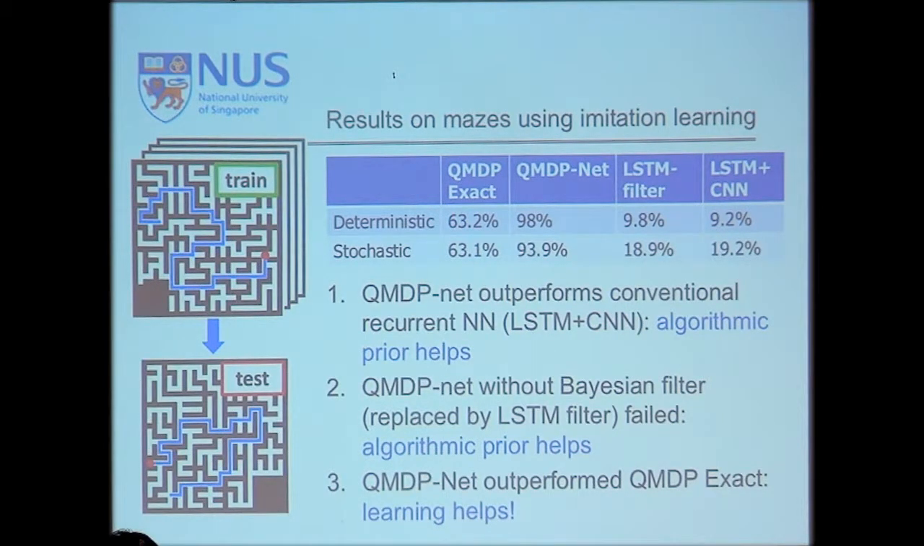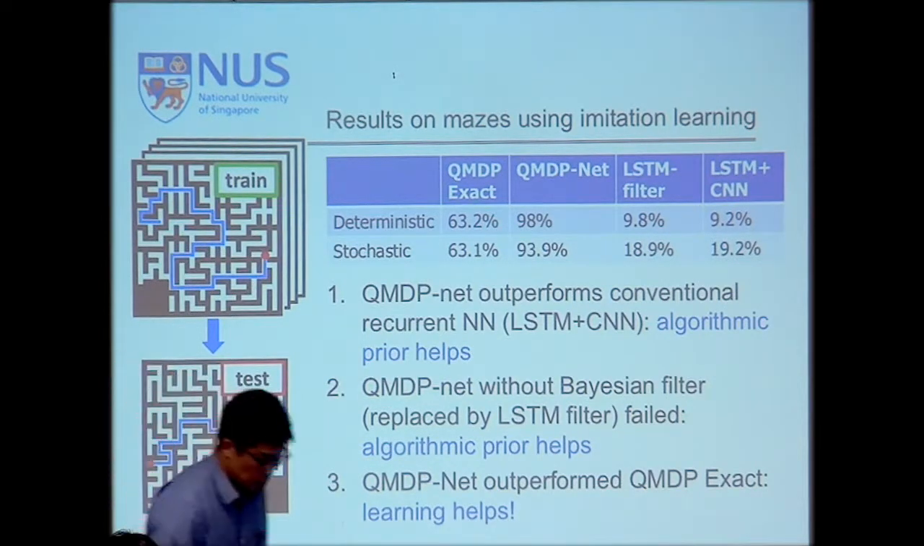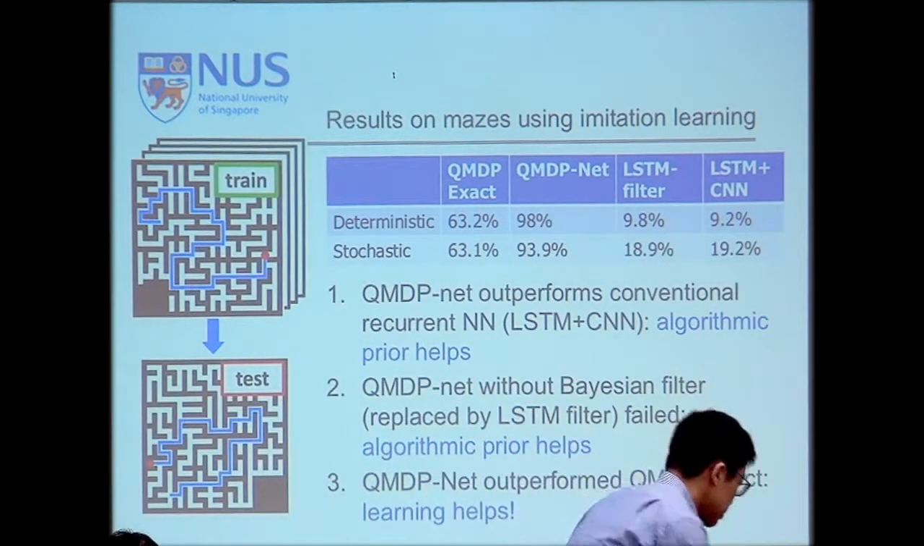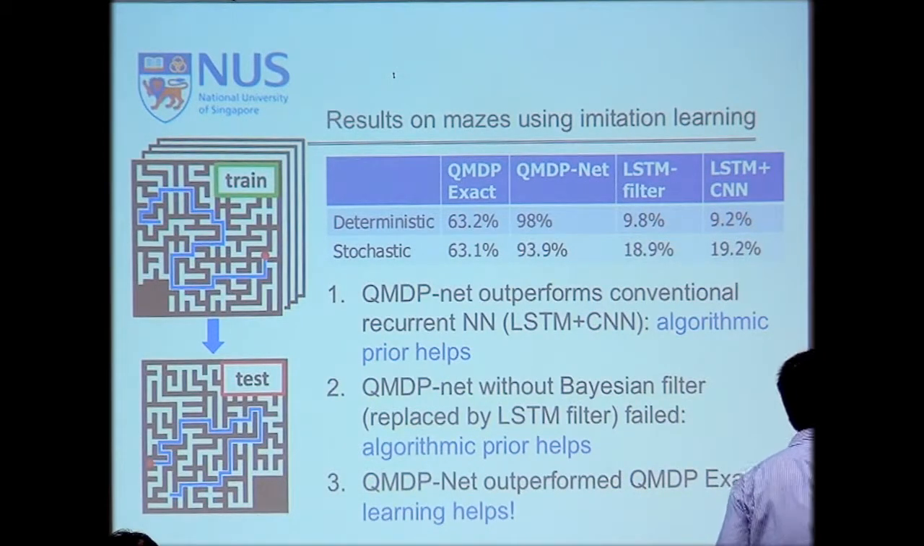The QMDP exact algorithm is the algorithm where you give the true model to the algorithm, and then you run the QMDP algorithm. So the QMDP algorithm is an approximate algorithm. It turns out for this maze problem, it failed often. It didn't get to the goal often. So the issue is the assumption we made, that the Q function that we use is for the fully observable problem.